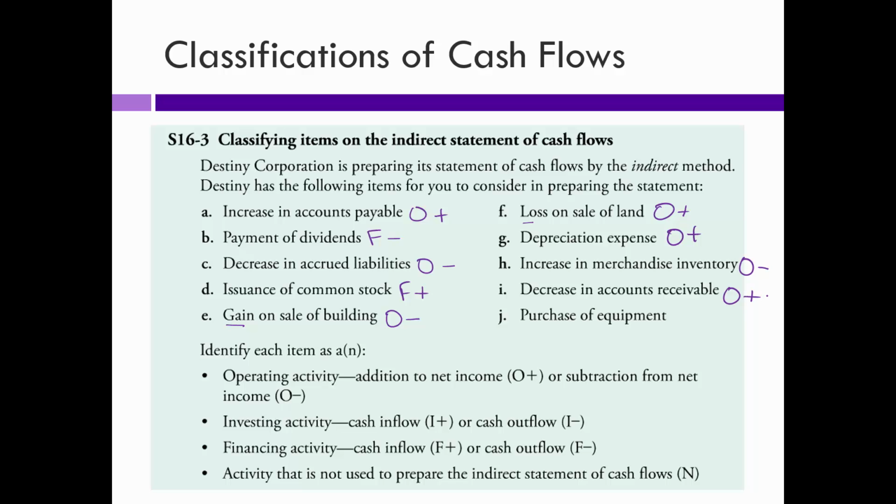And then the purchase of equipment. Equipment goes under investing, property, plant, and equipment, long-term assets. And if I bought it, that means money's going out. There's a problem in the homework like this, or you can try it again on the demo problems before you get to the homework if you want.